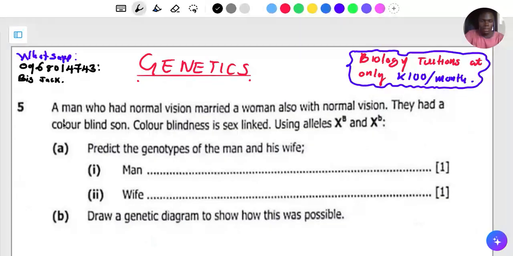So let's start with this question. Genetics is an important topic that always comes in an exam, so just make sure that you revise.